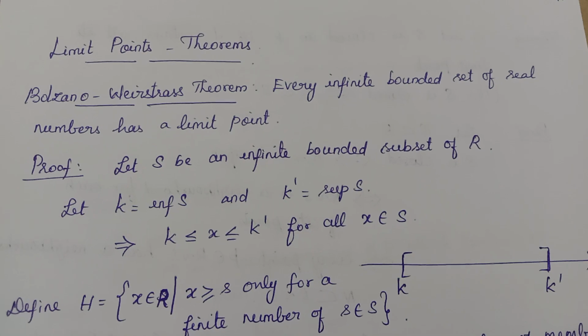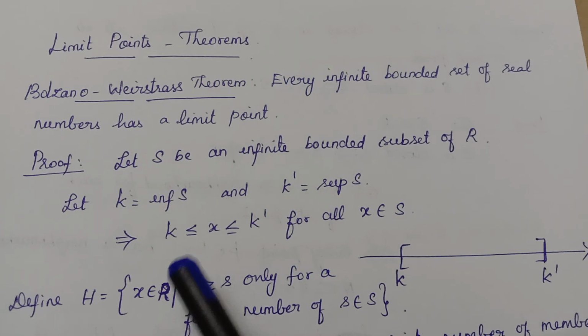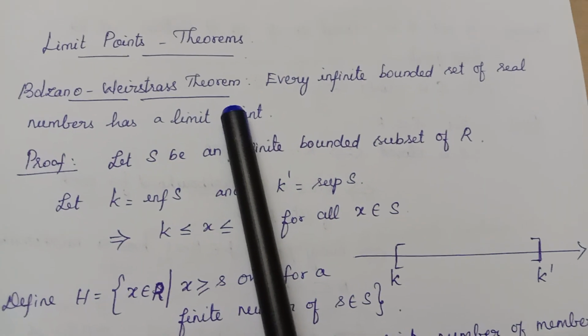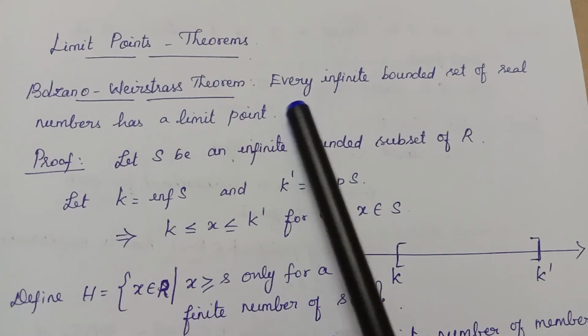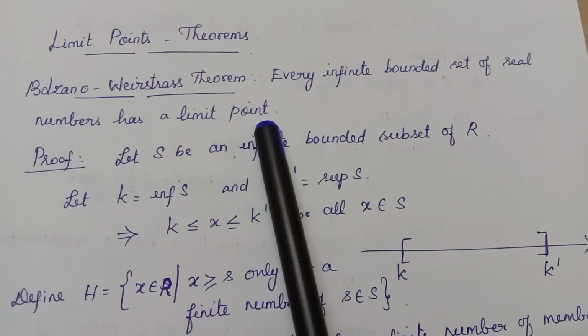Okay, so this video is about only theorems. The first theorem is the Bolzano-Weierstrass theorem. This theorem states every infinite bounded set of real numbers has a limit point.